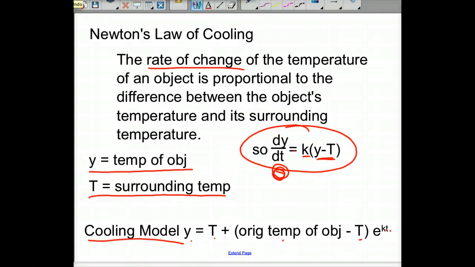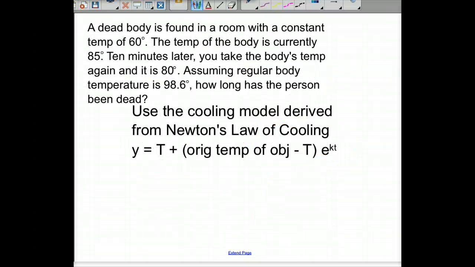So this Newton's law of cooling always reduces to this cooling model, which we can use to find the temperature of any object. So let's pretend we're forensic scientists. We show up at a crime scene and we find the dead body, and it's in a room with a constant temperature of 60 degrees.